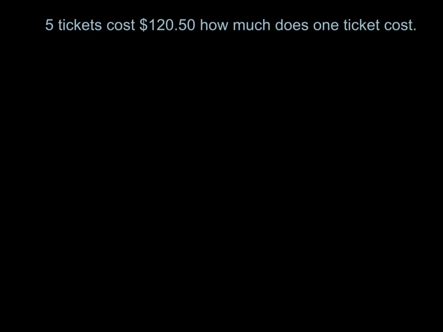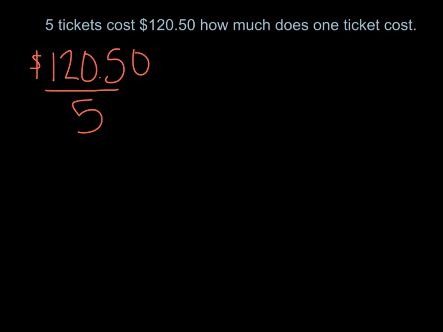Here's our next example. It has to do with money. 5 tickets cost $120.50. How much does 1 ticket cost? Again, unit rate. Our ratio, we set it up. Money always goes on the top, so we have $120.50 on the top, and 5 for our 5 tickets on the bottom. They're asking how much 1 ticket costs. We notice to get from 5 to 1, we divide by 5. We do the same to the numerator.